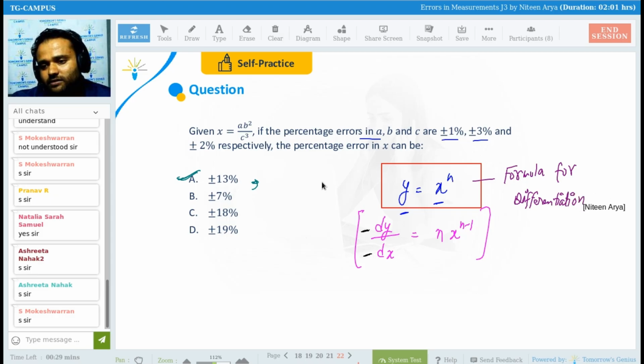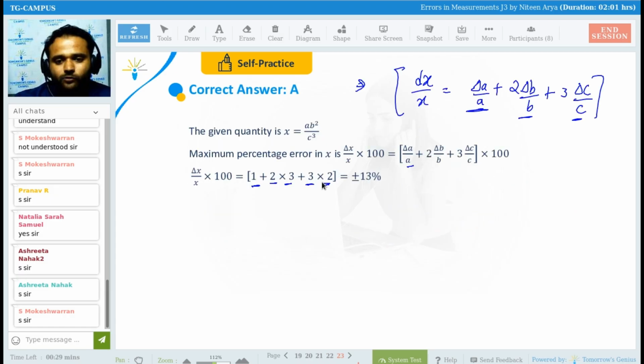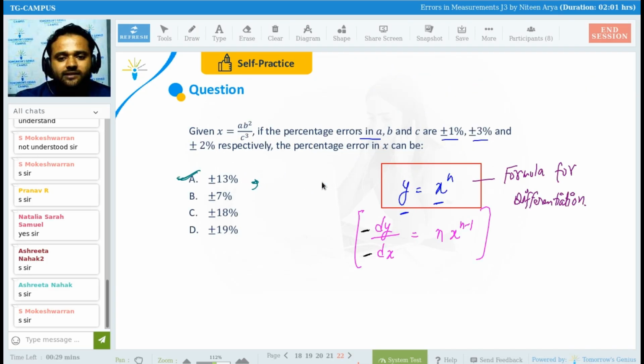Partial differentiation. Okay. Right now, you focus on this. So based on this, I want to find the change in x, del x by x. So I can do del a by a plus 2 into del b by b plus 3 into del c by c, where del c by c is the error in c, del b by b is the error in b, and del a by a is the error in a, and it is given as 1, 3 and 2. Is this clear? Clear now, everyone?